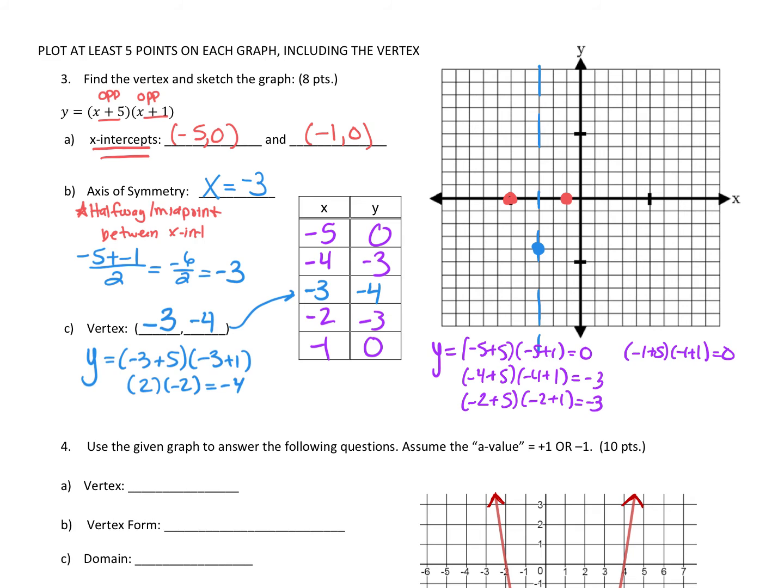So let's plot these points. So -5, 0 is already plotted, but I can plot -4, -3, and -2, -3, and -1, 0 is already plotted because those are our x-intercepts.